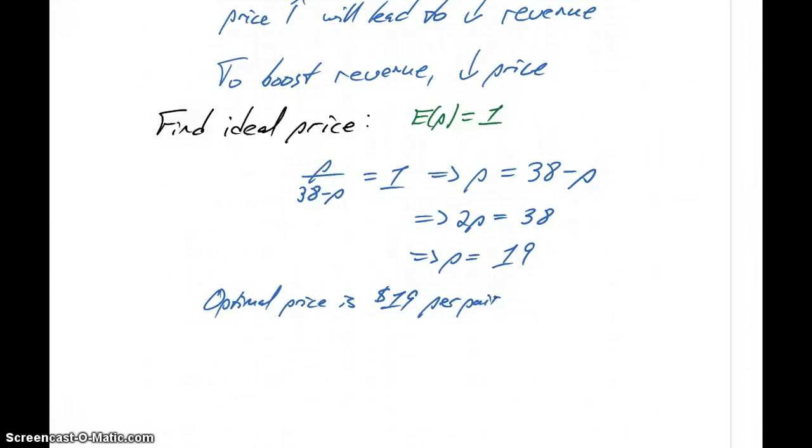per pair. So again, anytime we want to find that optimal price, anytime we want unit demand, take the elasticity function, set it equal to 1, and then solve for P.